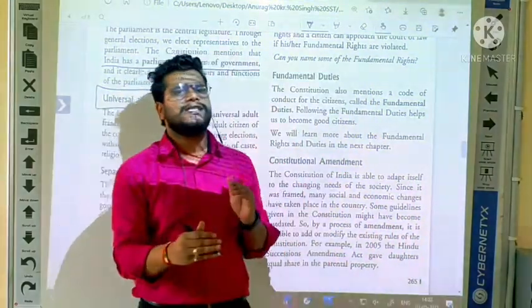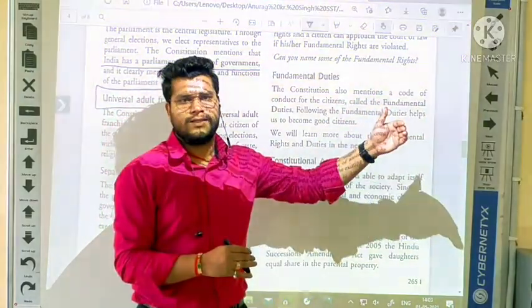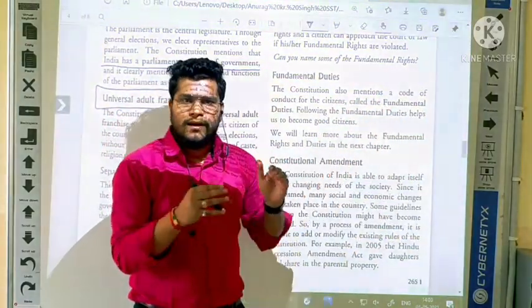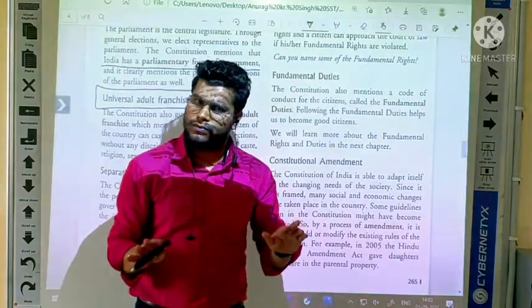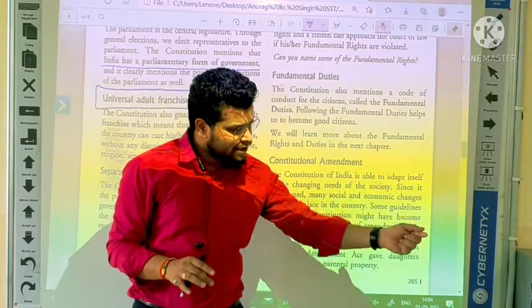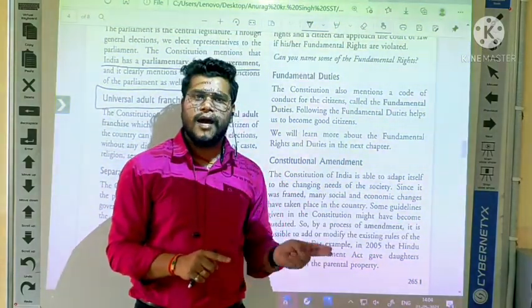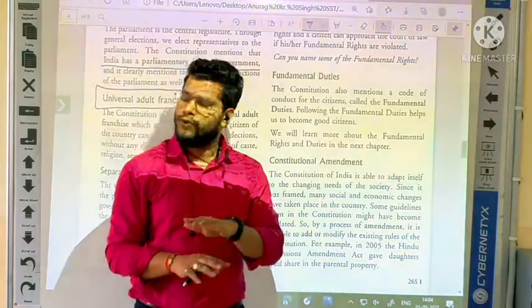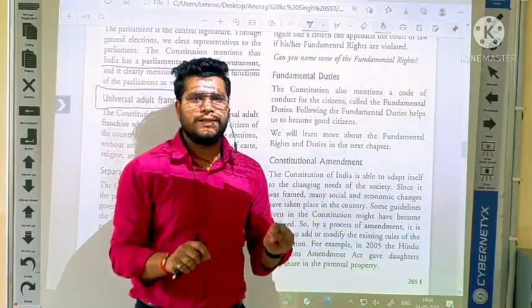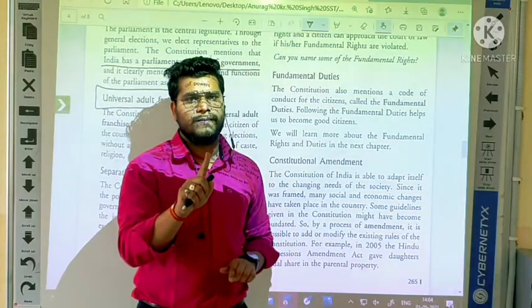No one can discriminate that you come from higher society, so your vote has two values, or that you come from lower sections, poor sections of society, so your vote has one value. No. All will be treated equally. All the voters have one value. Okay?